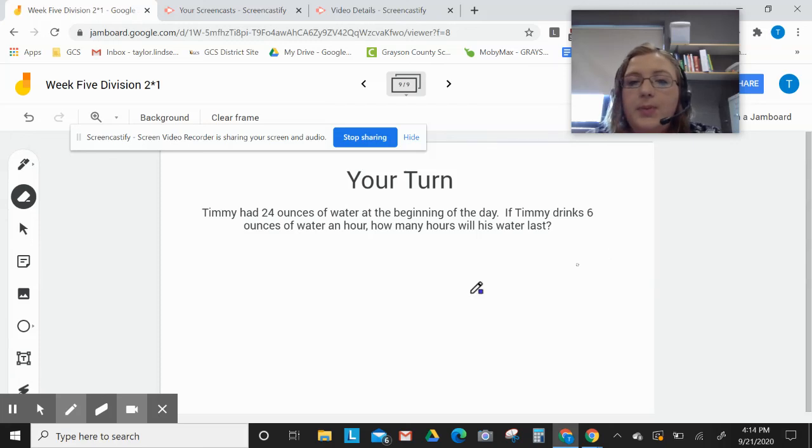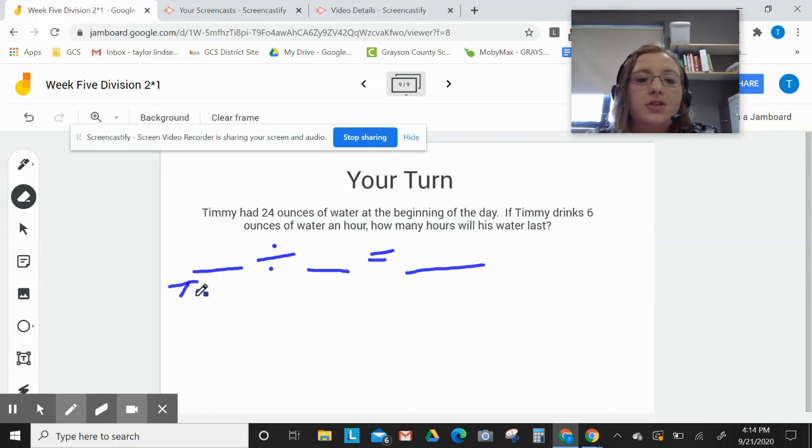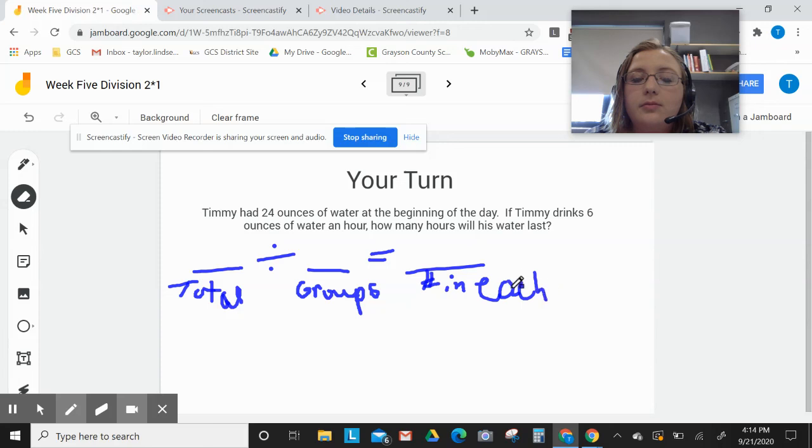So remember that you will be setting up your equation. And this, remember, is always our total or our dividend. This is always our divisor or our groups. Our answer, or our number in each group, is always in the quotient spot.